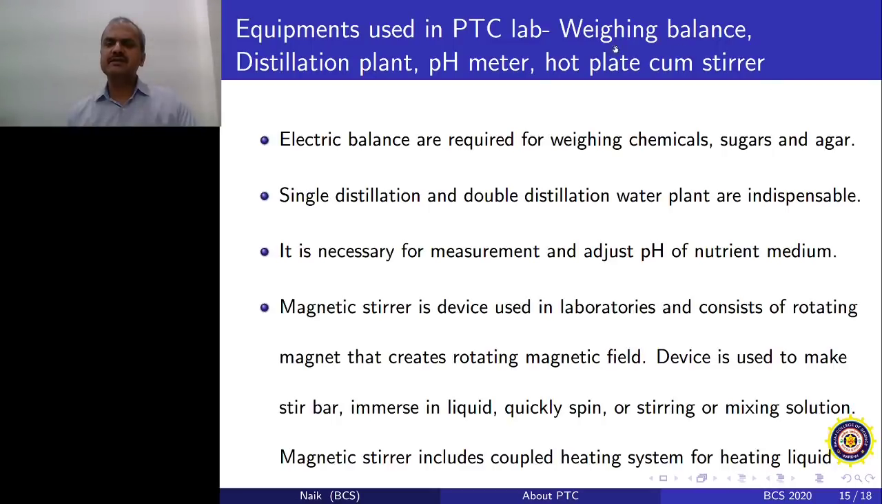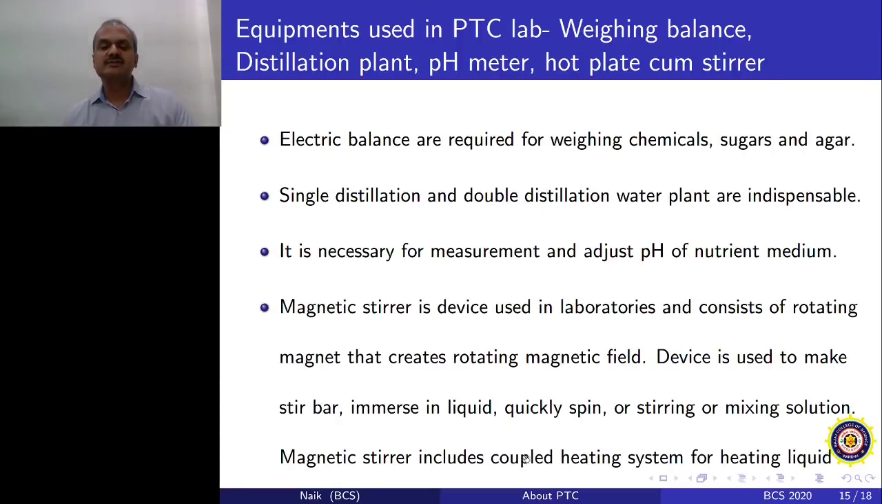Now the last one is the magnetic stirrer or hot plate. If you have it, well and good. If you don't have it, you can still stir your solution with the help of a glass rod. But magnetic stirrers are plentifully available in our country. It is a device used in laboratories consisting of a rotating magnet that creates a rotating magnetic field. If you immerse a small magnetic stirrer bar in a liquid, it will start spinning quickly and mix the solution. So a magnetic stirrer along with the stirrer bar will help you mix the solutions quickly, and you can prepare the stocks in a very short period of time.